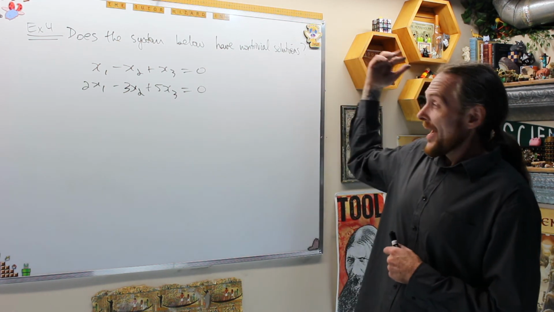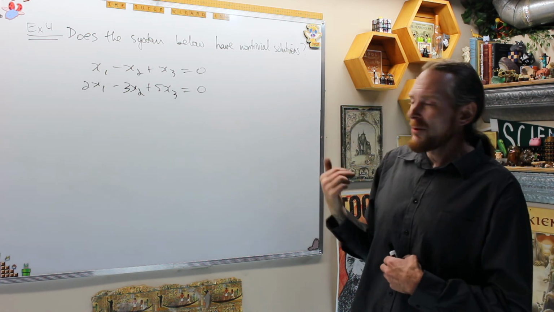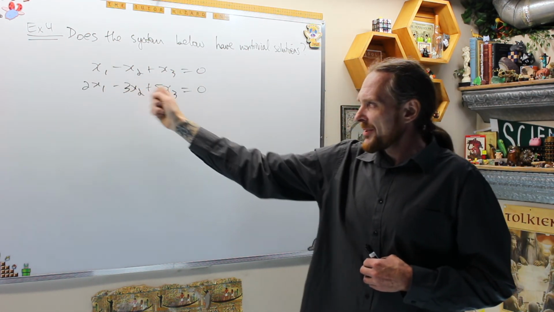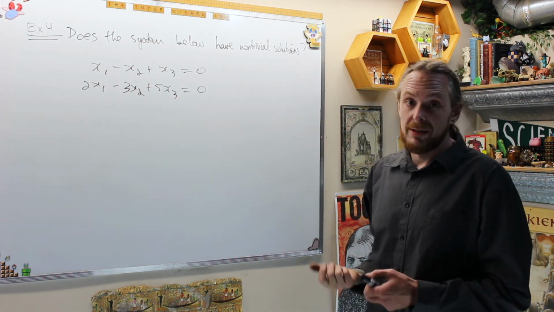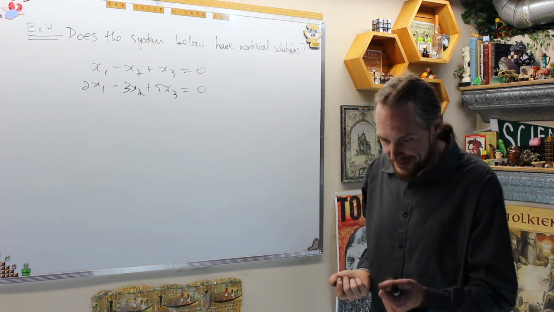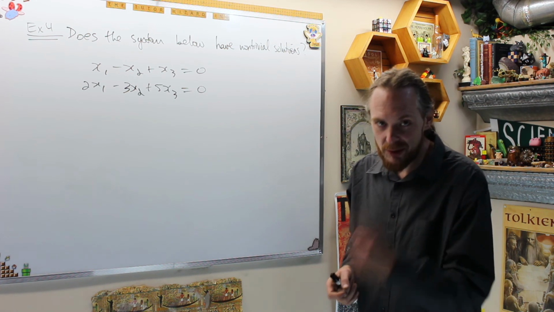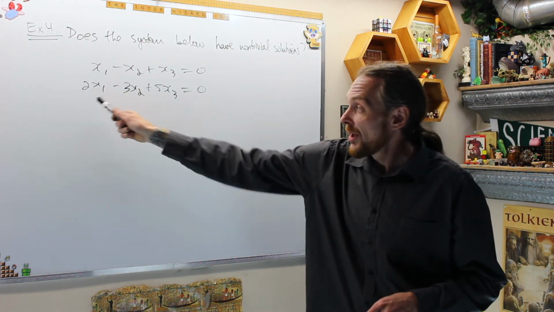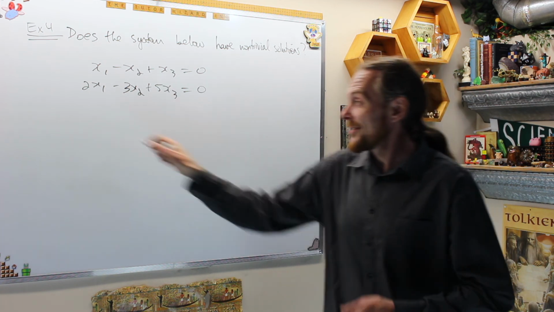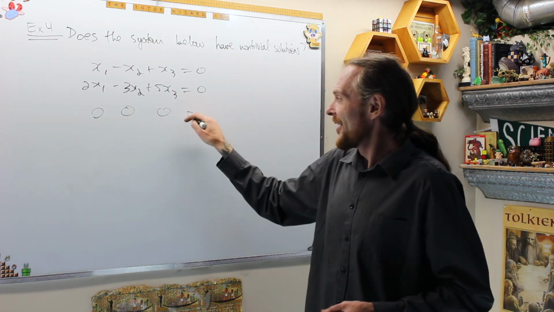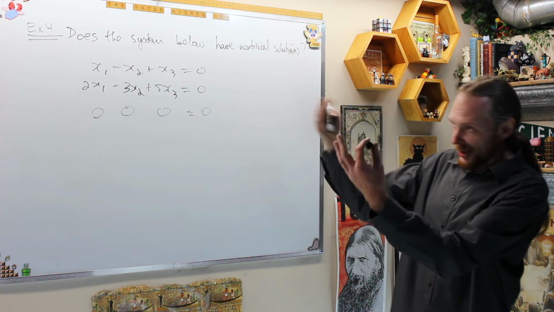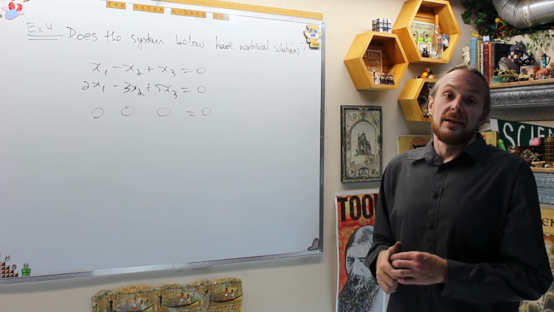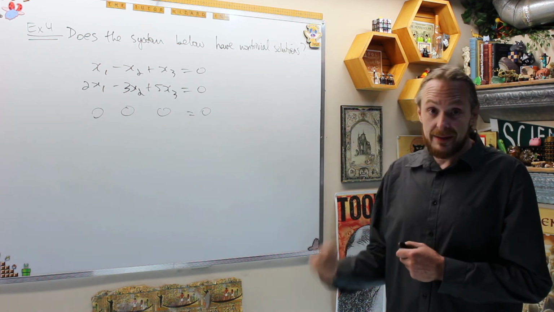Does this system have non-trivial solutions? Remember, 0 always works. 0 minus 0 plus 0 is 0. 2 times 0 minus 3 times 0 plus 5 times 0 is also 0. So that already works. We know this is consistent. Do we have non-trivial solutions? And I can immediately say yes, because I only have 2 equations, but I have 3 unknowns. So that means there's already secretly sitting a third equation if I'm going to look at a 3x3 system. So there have to be solutions which are non-trivial to this system.